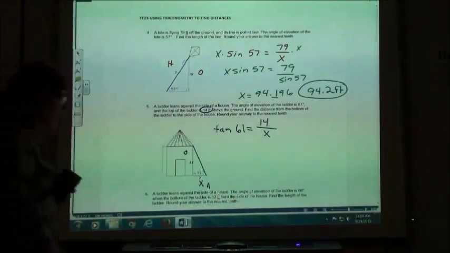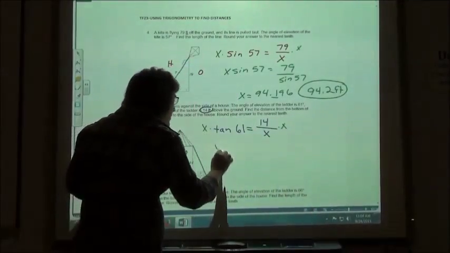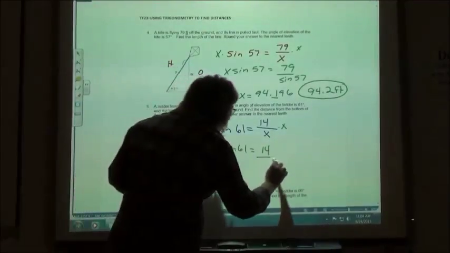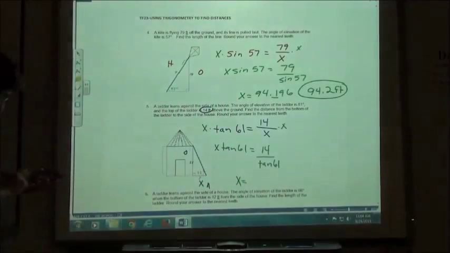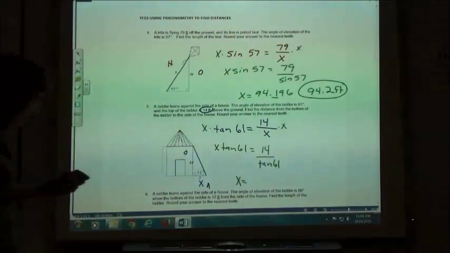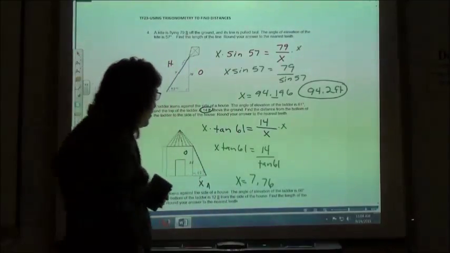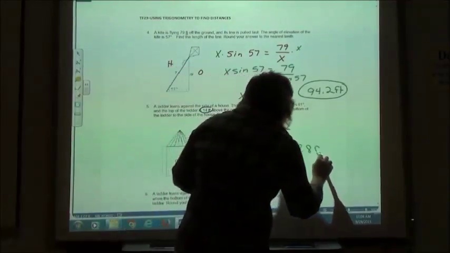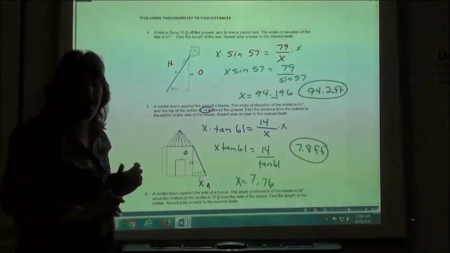Here's another one where we have the x in the denominator of our fraction. So we multiply by the x first. So x tangent of 61 equals 14. And then we have to divide by the tangent of 61. 14 divided by the tangent of 61 says 7.76. Again, I'm rounding to the nearest tenth. So 7.8, and we were in feet, so the distance from the bottom of the ladder to the house is 7.8 feet.